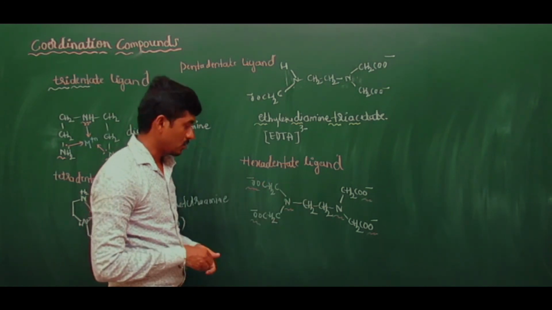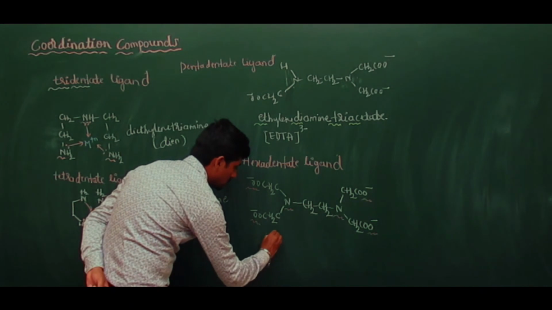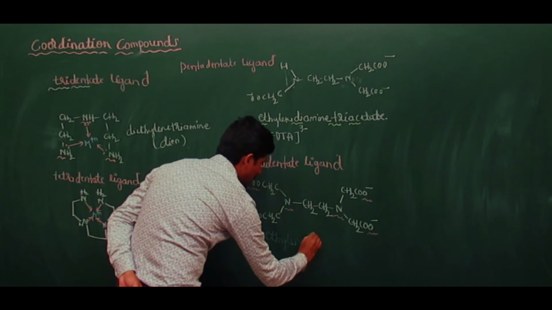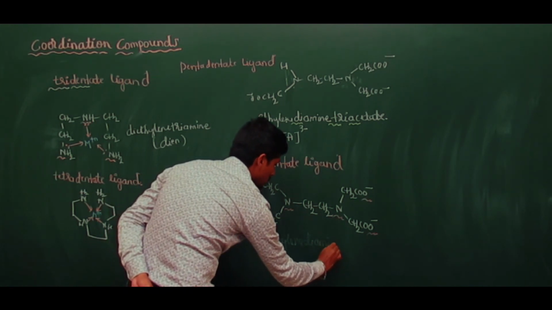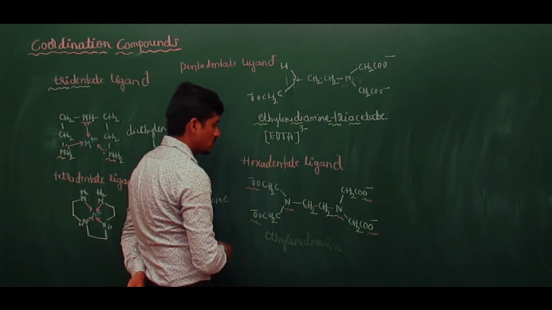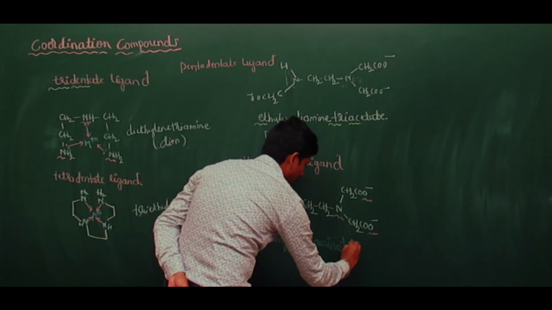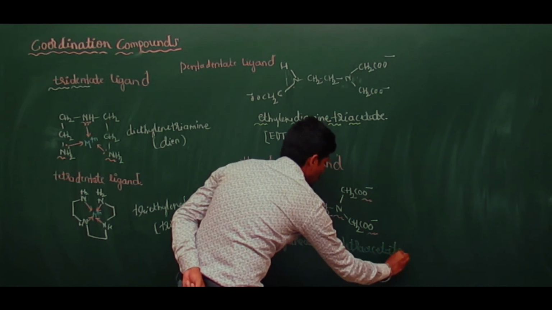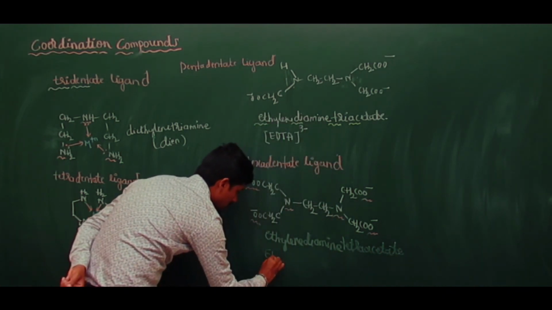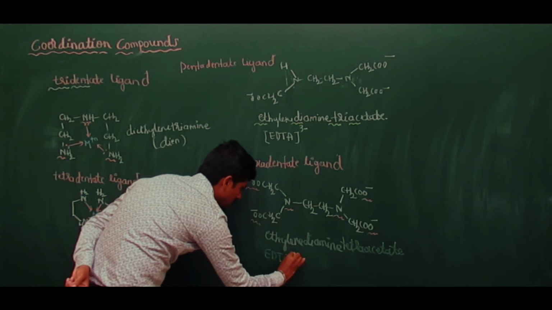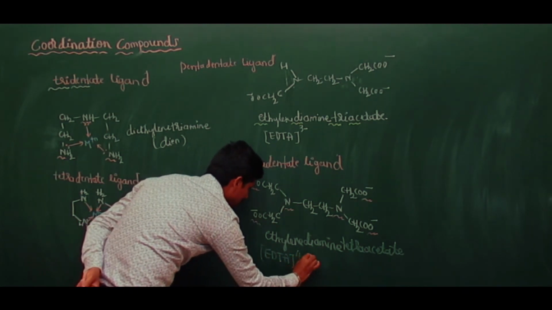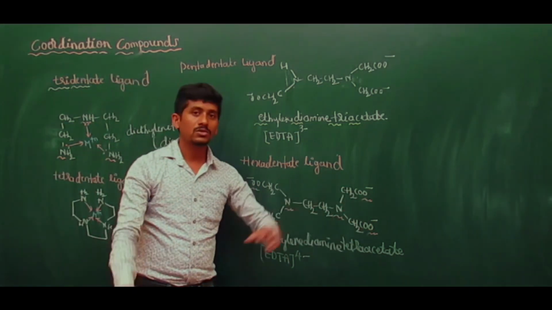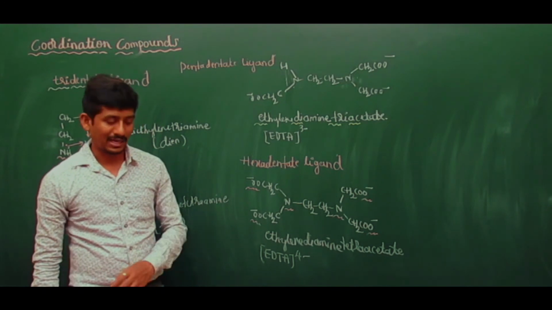Hexadentate ligand. What is the name of the compound? Ethylene diamine. How many acetate groups? 4. Tetraacetate. In short, it is written as EDTA 4 minus. 4 minus. See here. So these are the examples for ligands, right?